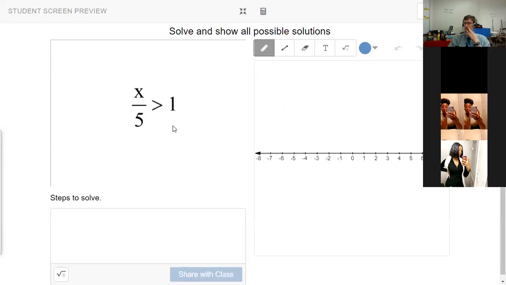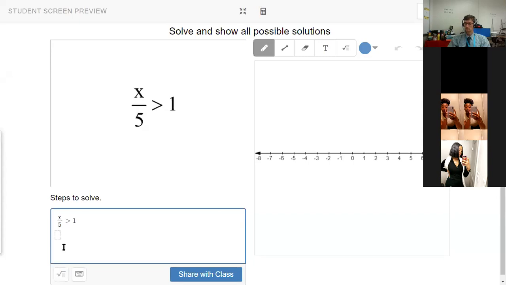All right, so here I have x divided by 5. X divided by 5 is greater than 1. So what am I already doing with my x's and 5's? What's the operation there? X divided by 5. I'm already dividing. So what's the opposite? What's the inverse of dividing? Multiply. So I want to multiply both sides by 5.